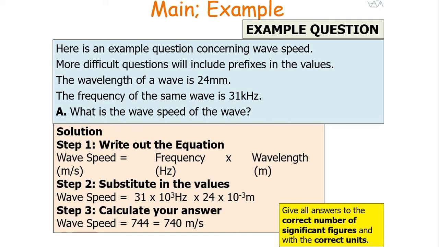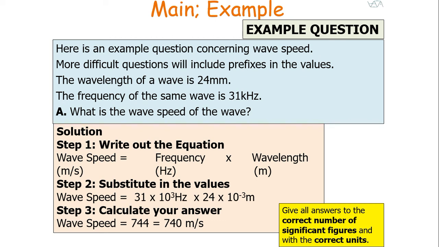Another example here. You're told the wavelength of a wave is 24 millimeters and the frequency of the same wave is 31 kilohertz. So you write out your equation. Wave speed is equal to frequency times by wavelength. Now the next thing you do is you check your values. Now wavelength has been given in millimeters this time, so that must convert to meters.